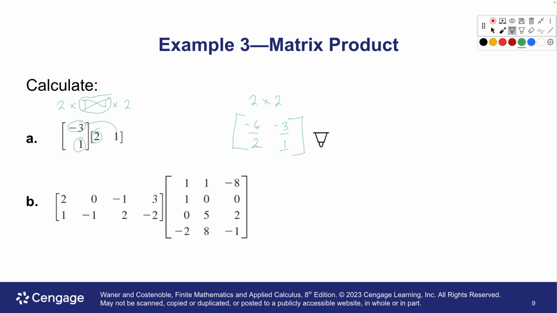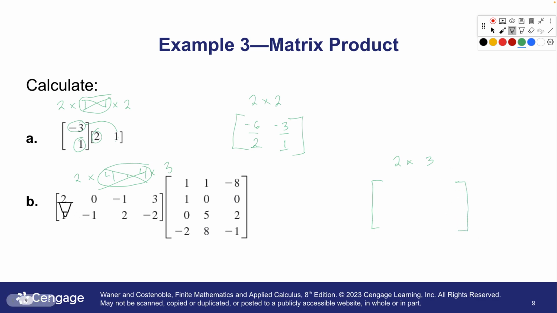By 2 matrix. This one is 2 rows by 4 columns. The second matrix is 4 rows by 3 columns. When we multiply, the middle dimension will disappear, and we'll be left with the outer dimensions. Our answer matrix will be a 2 by 3. So 2 rows, 3 columns. 1, 2, 3.